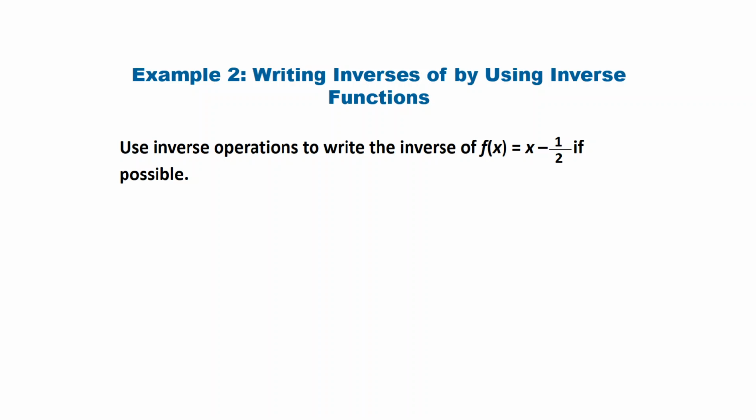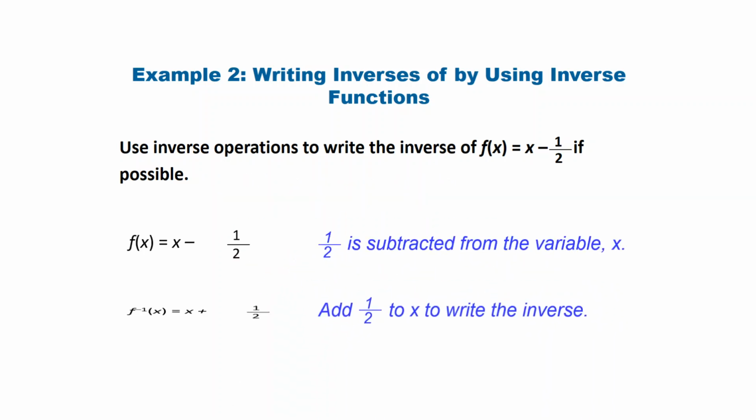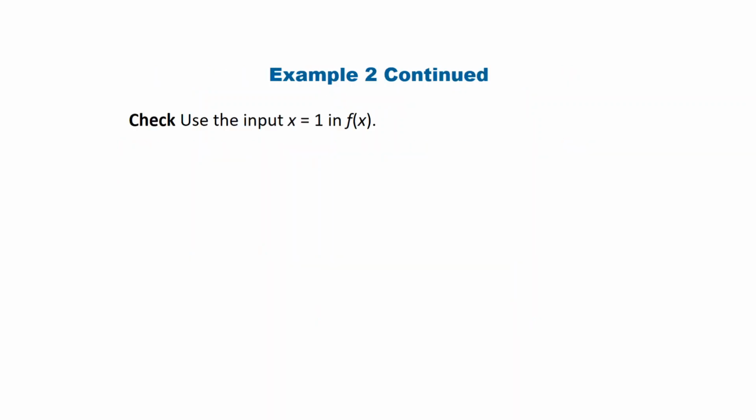if f of x equals x minus 1/2. All right, so we notice that 1/2 is subtracted from the variable x. So what we should do is add 1/2 to x to write the inverse. So instead of having x minus 1/2, our inverse function is going to say x plus 1/2. We can check it. You could check by checking the input and the output.